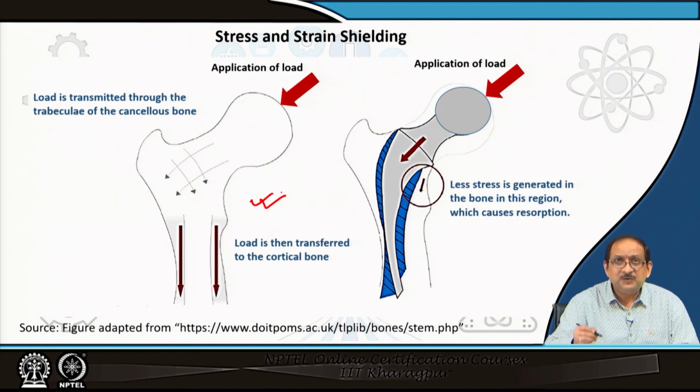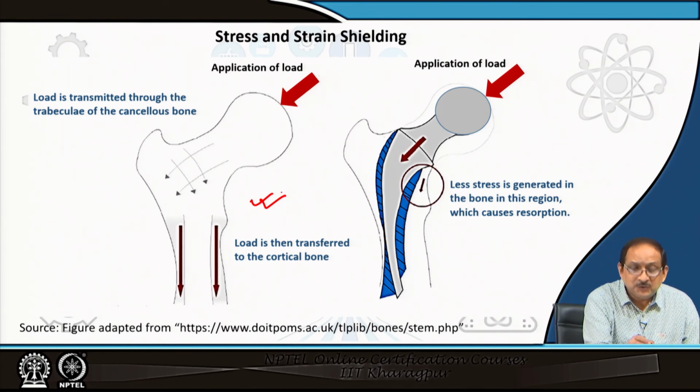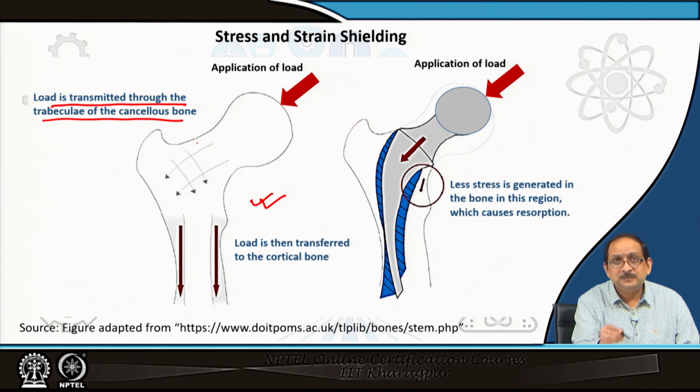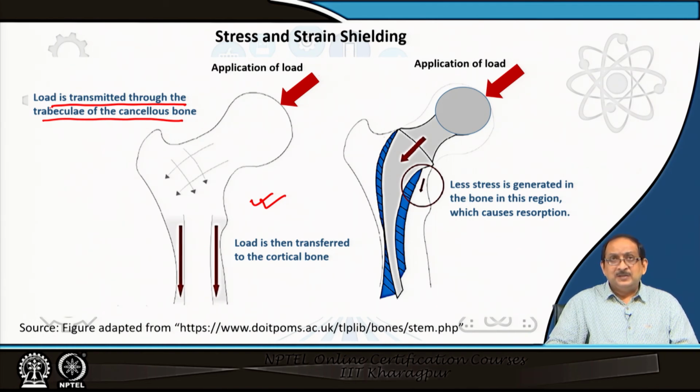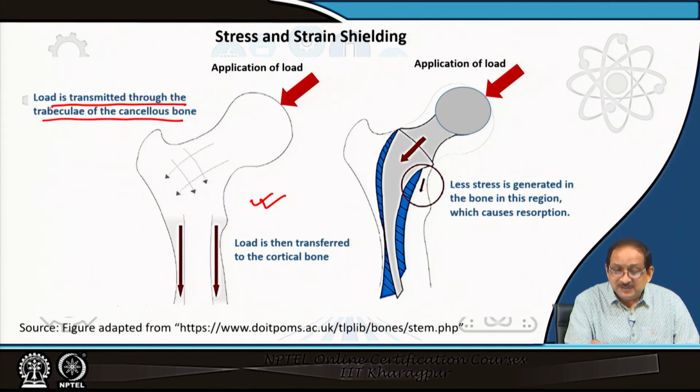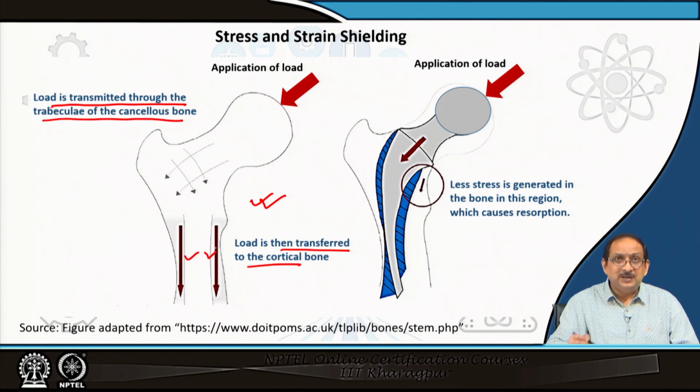Now, the load transfer is presented here in the slide on the left. So, the load is transmitted or transferred through the trabeculae of the cancellous bone present in the proximal part of the femur, and the load is then transferred to the cortical bone as indicated from the proximal part of the femur towards the diaphysis of the femur.